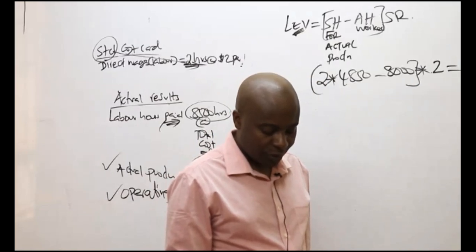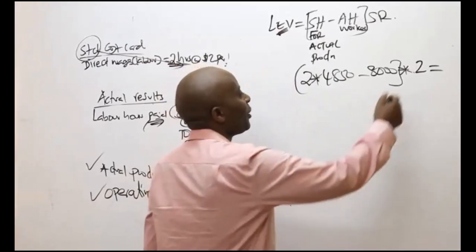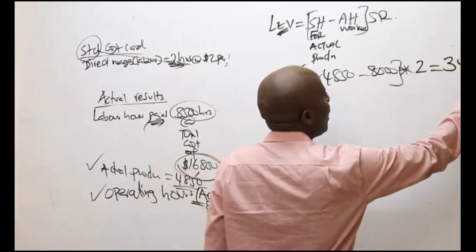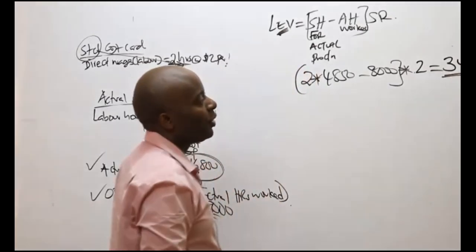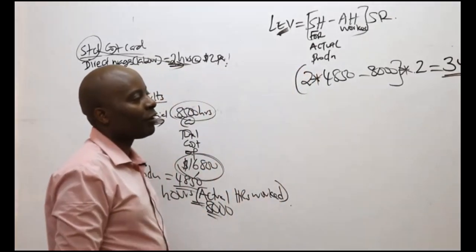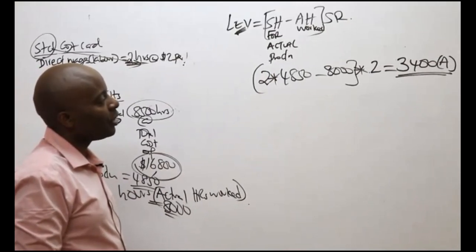$3,408. So we have 3,408 adverse. That is the labor efficiency variance.